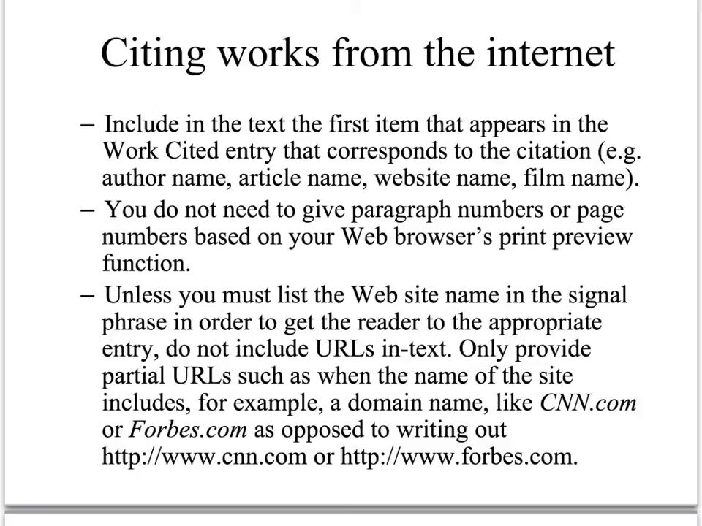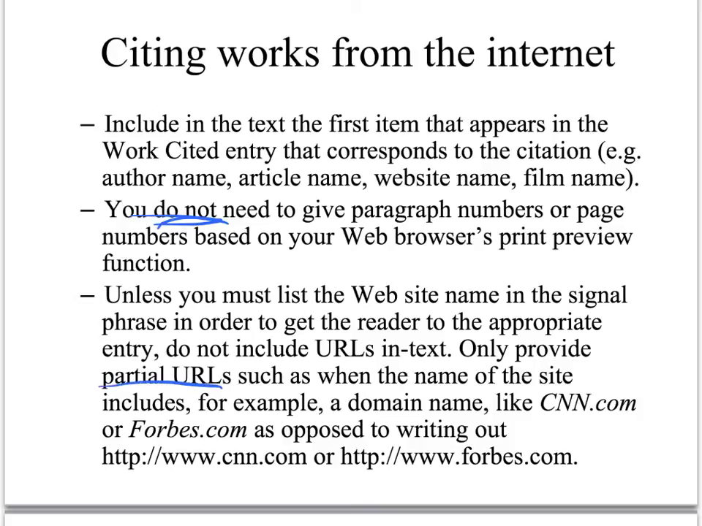When you're citing works from the internet, what you want to include in the text is the first item that appears in the works cited entry that corresponds to the citation. So it's going to be one of those four things: the author's name, the article name, the website name, or the film name. That's what you want to put in your parenthetical citation. You do not need to give paragraph numbers or page numbers because that's just based off the arbitrary printer setting, which is not important. And generally, you do not need to provide the URL.